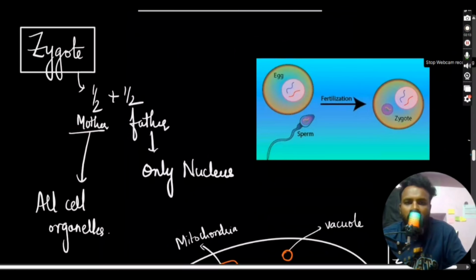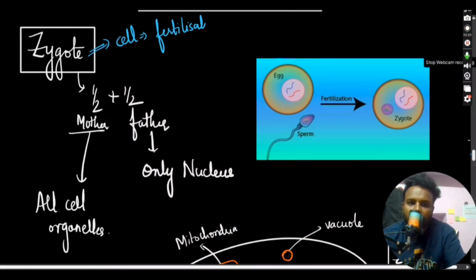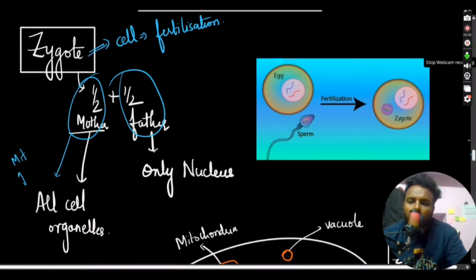Fine. Then the zygote, the first cell which takes birth after fertilization happens. So the zygote is half from mother and half from father. The mother will be giving all the cell organelles like mitochondria, Golgi apparatus, vacuoles, endoplasmic reticulum, cell membrane, nucleus, everything will be given by the mother.